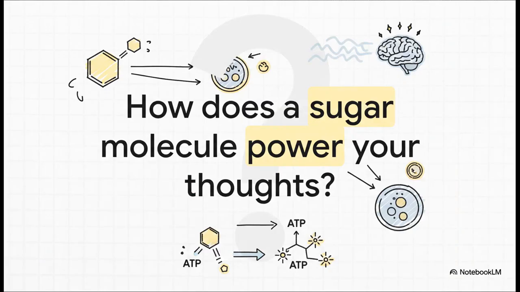I mean, it really does sound like magic, doesn't it? How does your body turn a cookie into consciousness? How does a simple little sugar molecule end up powering our most complex thoughts? Well, the answer is a process that is happening inside almost every single one of your cells right this very second, and it's called glycolysis.